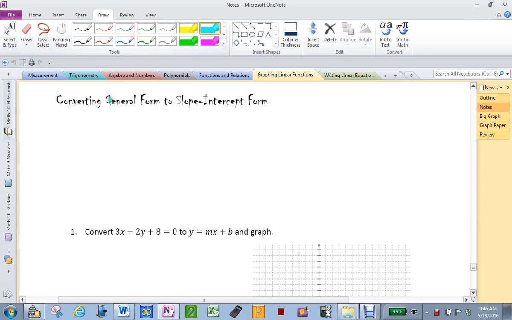The new word there that you haven't seen is general form. You have seen this already today even, but you haven't had a name for it. So I'm going to give you that name for it now. Or I'm going to show you what it is, and now you'll have a name for it.